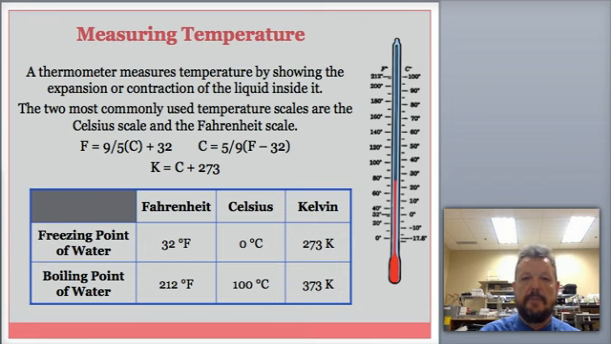There are three temperature scales that we use: Fahrenheit, Celsius, and Kelvin. Fahrenheit is 9/5 times Celsius, and then you add 32. Converting from Fahrenheit to Celsius, you subtract 32 from the Fahrenheit temperature, and then multiply that entire number by 5/9. And Kelvin is Celsius plus 273 degrees.